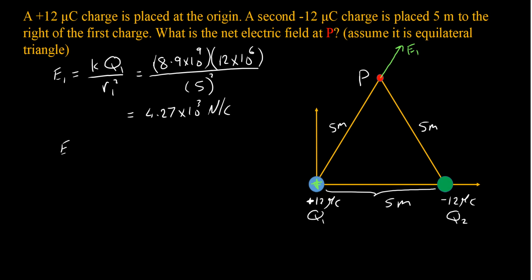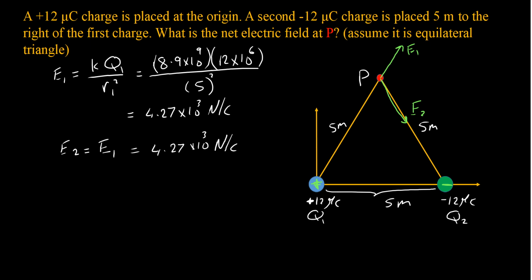Now for electric field 2, which is the one generated by the second charge, it will have the same magnitude as electric field 1, because it's the same distance and the same magnitude of charge, which means it will be 4.27 times 10 to the power 3 newtons per coulomb. But the direction of electric field 2 will not be the same, as it is a negative charge Q2, that will make E2 go downward this way. Okay, so we managed to calculate the magnitude of electric fields 1 and 2, and decide the direction of electric fields 1 and 2.